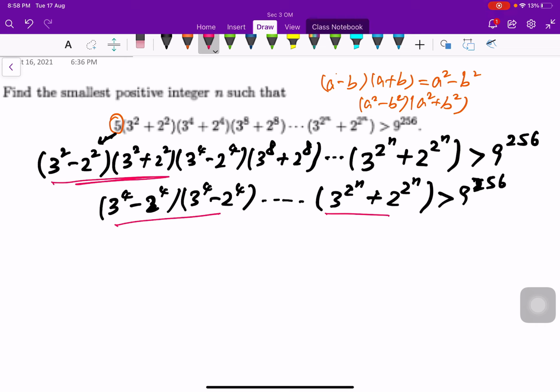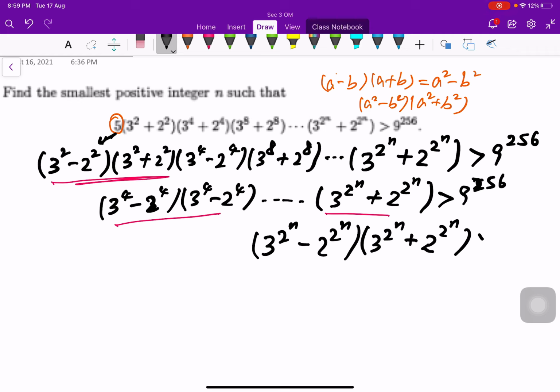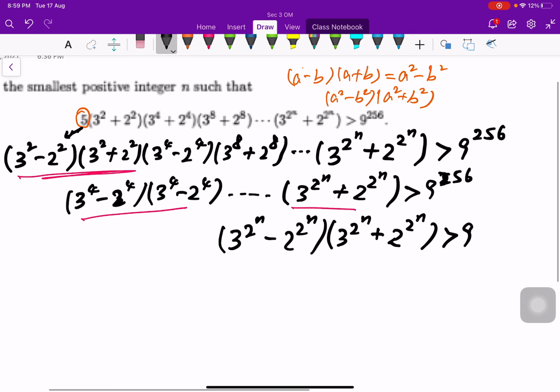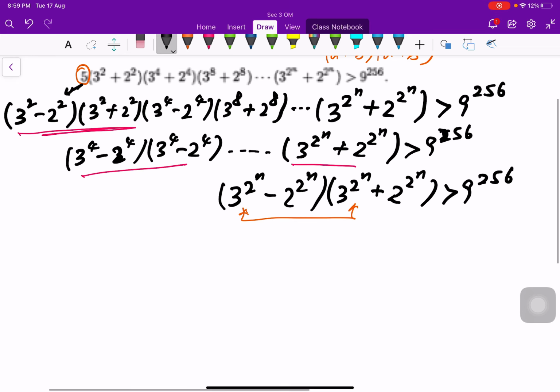Did you realize that what you get here is actually 3 to the power 2 to the power n minus 2 to the power 2 to the power n, and then multiplied by 3 to the power 2 to the power n plus 2 to the power 2 to the power n, and then this is greater than 9 to the power 256. Can you see that? Then what is this? Therefore, I think our indices must be very strong. Therefore, you combine them. I'm going to do it slowly for you for this one.